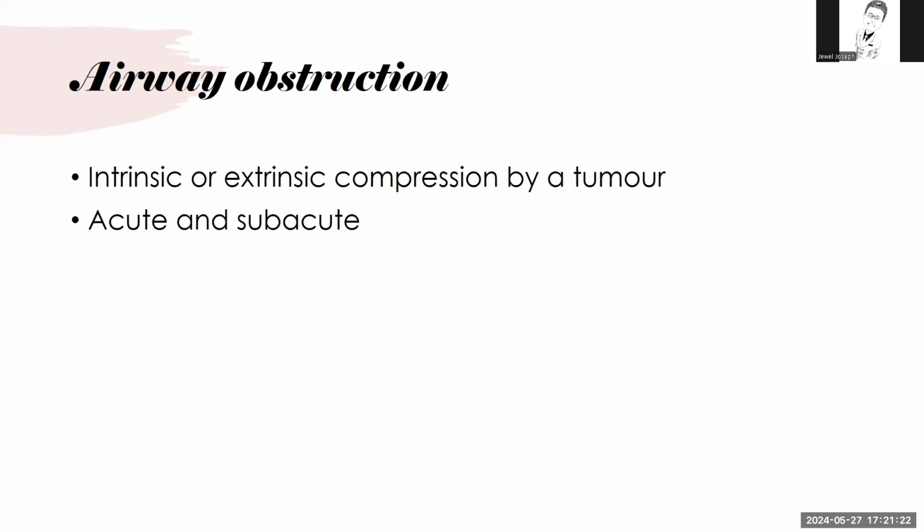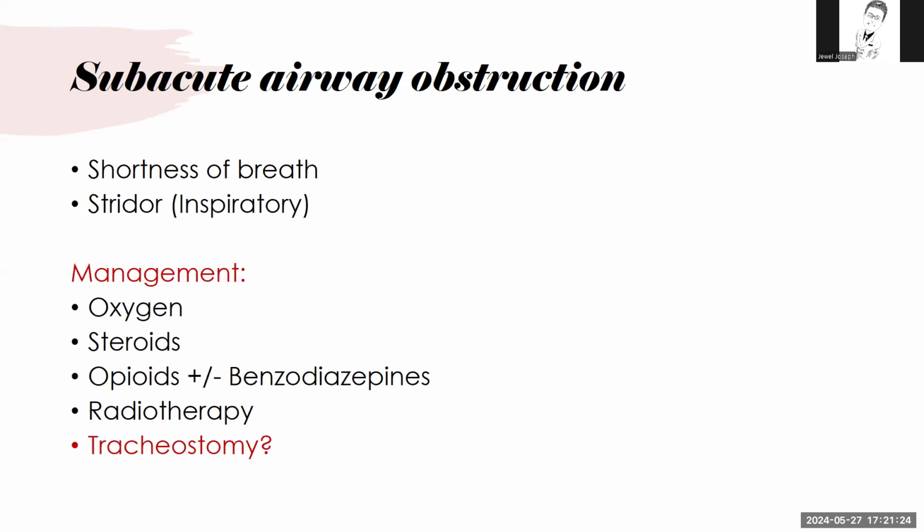Next slide, please. So we are going to subacute airway obstruction. Subacute airway obstruction usually presents as shortness of breath and stridor, which is again an inspiratory finding. Subacute basically means that it develops over an amount of time. It's not an acute airway obstruction. It has a period of development. So management would be, again, oxygen and steroids, for the same reason of decreasing the peritumor edema and compression. Opioids and benzodiazepines can be given.